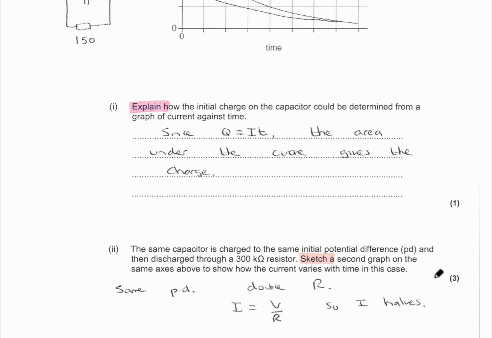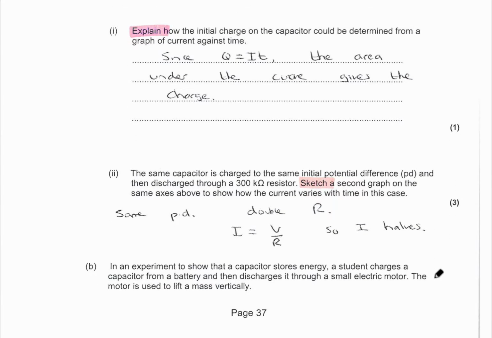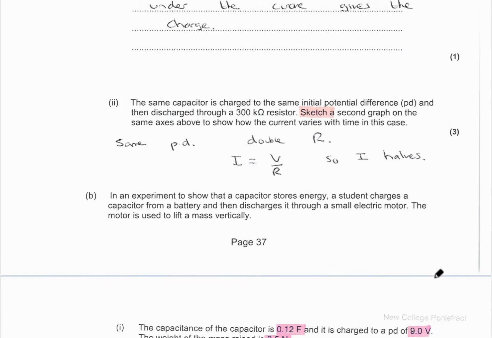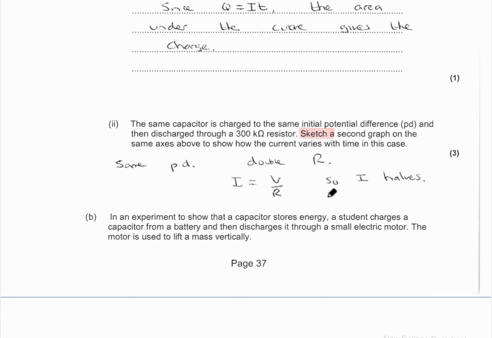Now this is where the typing error part comes in, because what we're asked to do is think about how we would sketch a graph. So we don't have to put numbers onto the graph or anything like that. We're simply asked to sketch it if instead of it being discharged through a 150 kilo ohm resistor, it's now discharged through a 300 kilo ohm resistor. So let's assume that there wasn't a typing error. Let's assume that the question actually read that it was a 150 kilo ohm resistor.